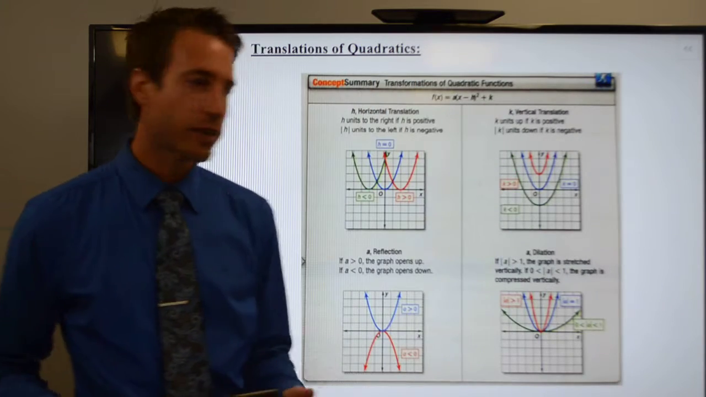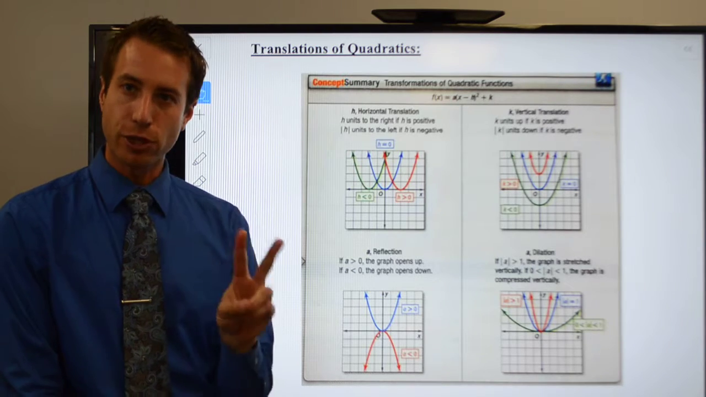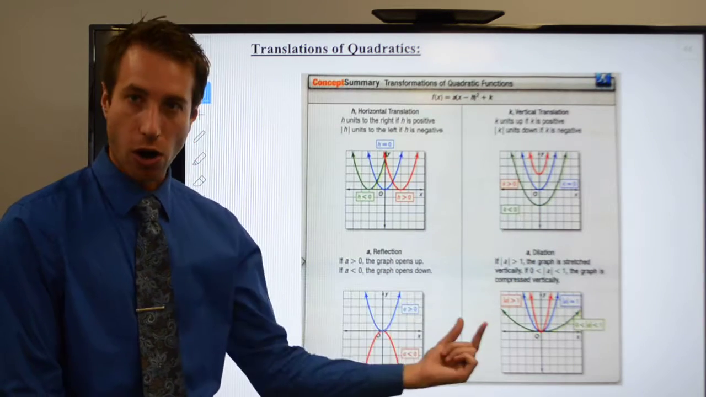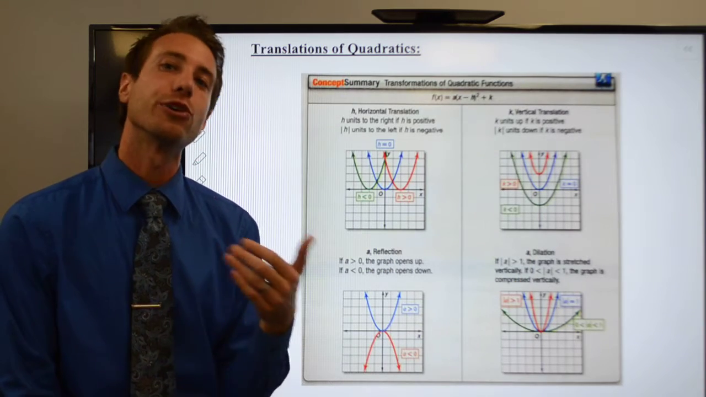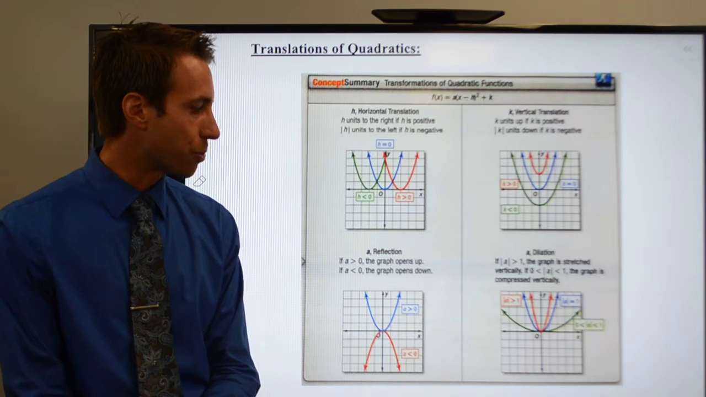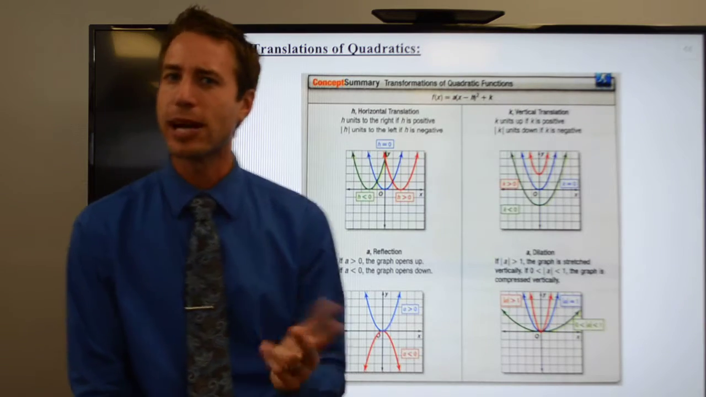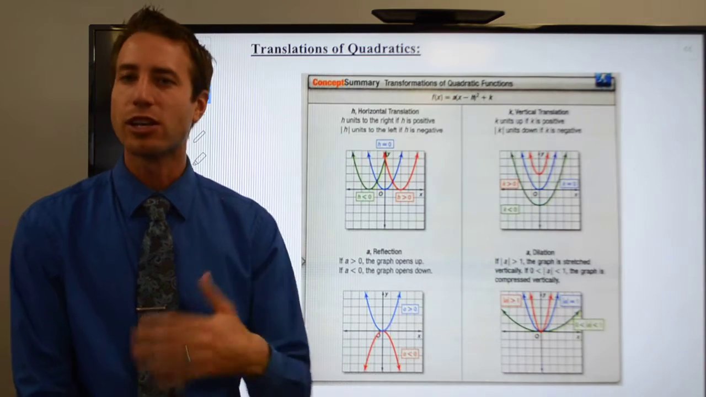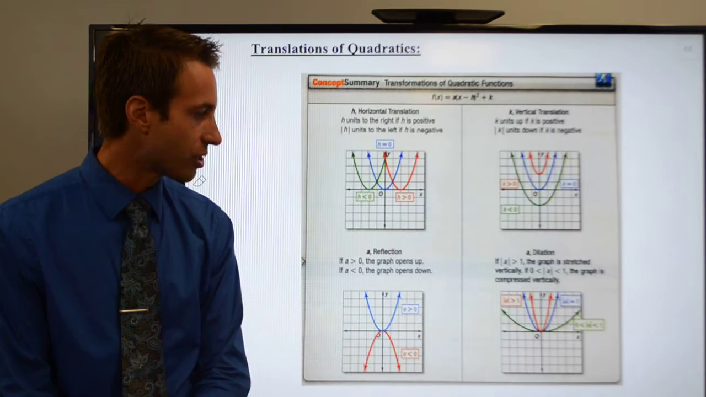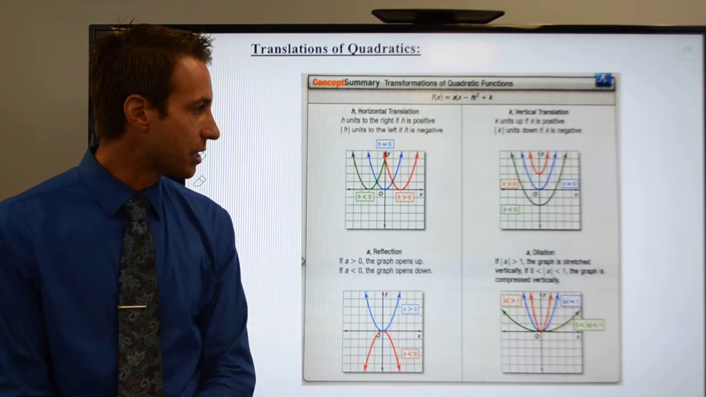Alright guys, what I've done here on this page of the notes is give you a quick reminder from Chapter 2, Section 7 of what the transformations are depending on the value of a, h, and k, and how each of those transforms your parent function. If you've forgotten how any of these work, just go back to Chapter 2, Section 7 and quickly watch those videos again. We go over all of the transformations and how they work, and that's summarized for you here on this page of the notes.